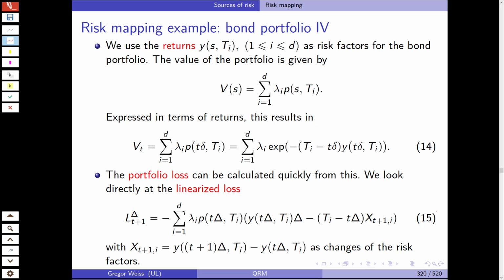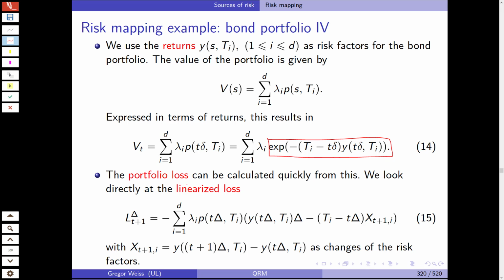Okay. Now we need the returns, the yields, y, as risk factors for the bond portfolio. The value of the portfolio is given by V at point s, equal to the weighted sum of those different prices. Lambda i, again, were the number of bonds in our portfolio. We now express this in terms of return. So we substitute the prices for the return. That gives us the sum of lambda i times the exponential function of minus (t_i minus t) times delta times the yield.